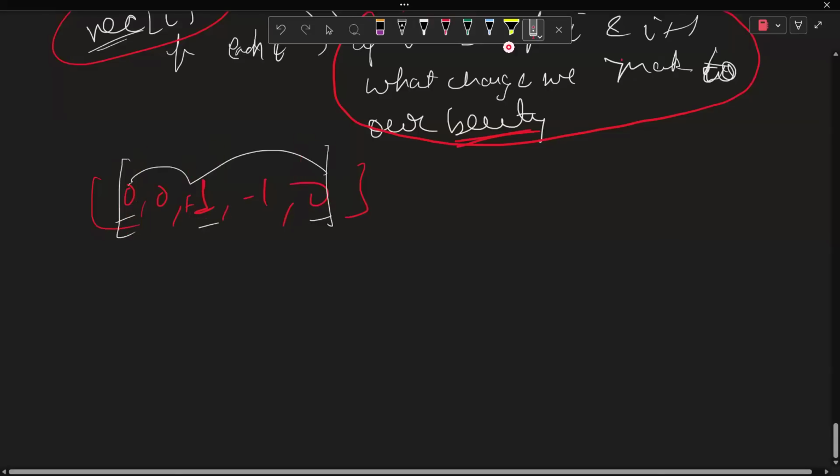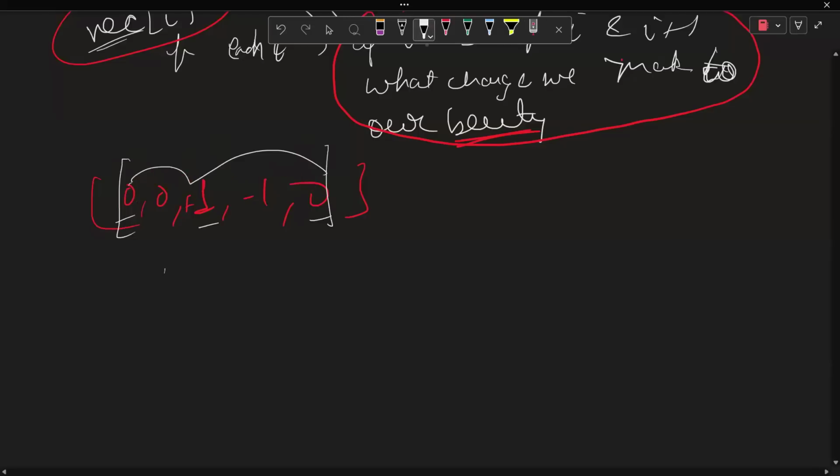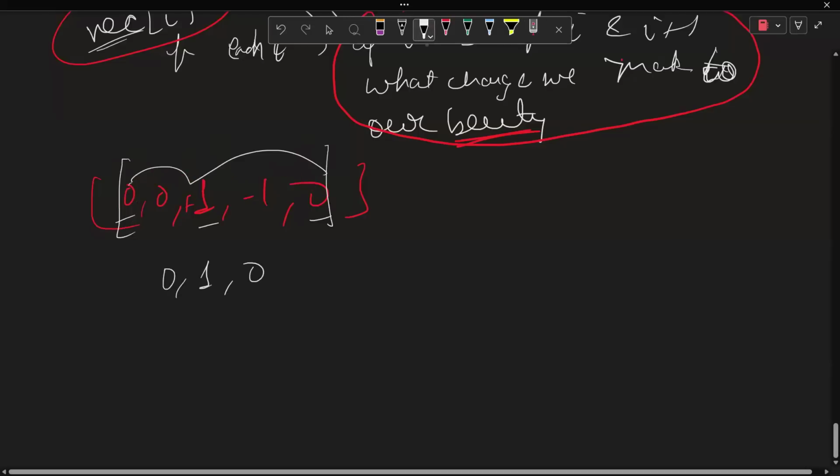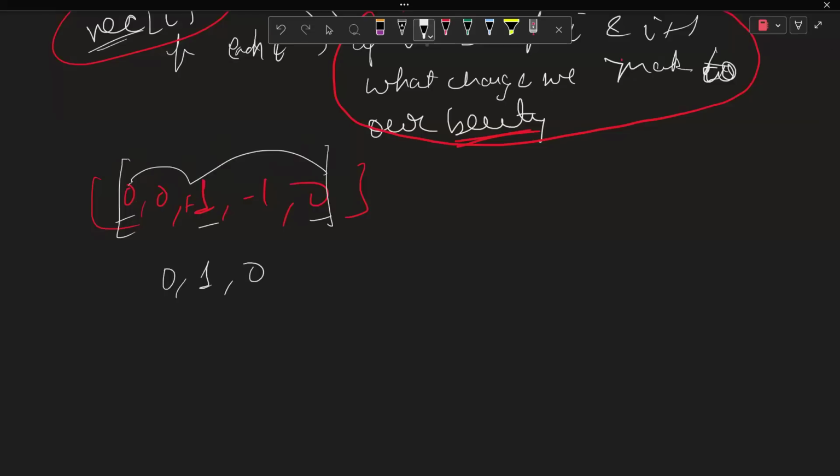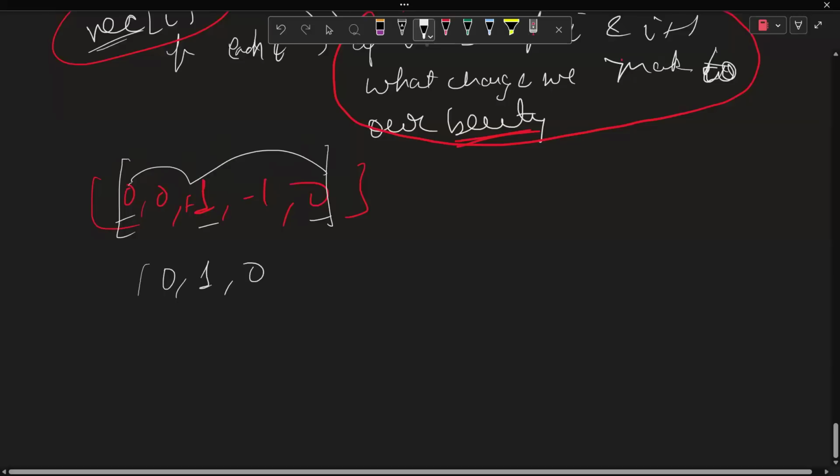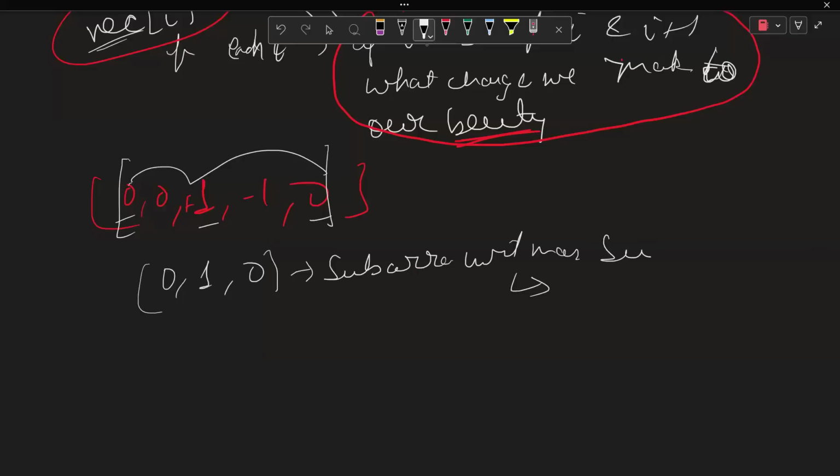So you can understand, basically among the odd indexes, if you make an array of the odd indexes, 0, 1, 0, you can do any subarray of this. It means you just find the subarray with maximum sum. The question reduces to finding the subarray with maximum sum. If you can find that, that's the answer you are adding to your actual answer. That's the beauty you are adding to whatever you had earlier.